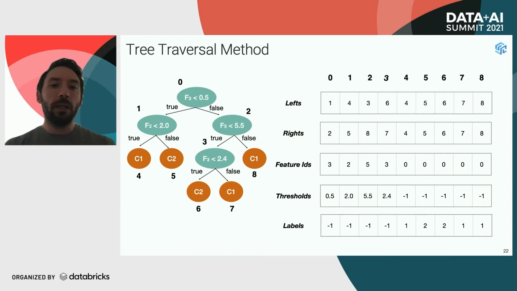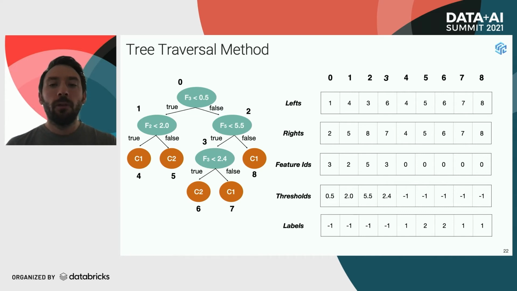So for the tree traversal method, we store the information of the tree using 5 different vectors. The first vector stores all the left node IDs. The right node IDs are stored in the second one. Then we store the feature IDs in the third one, the threshold values in the fourth vector, and the label IDs in the last vector. In all these vectors, we have one column for each node in the decision tree. So in this decision tree that we use as an example on the left, we have 8 nodes, which means these vectors have 8 columns.